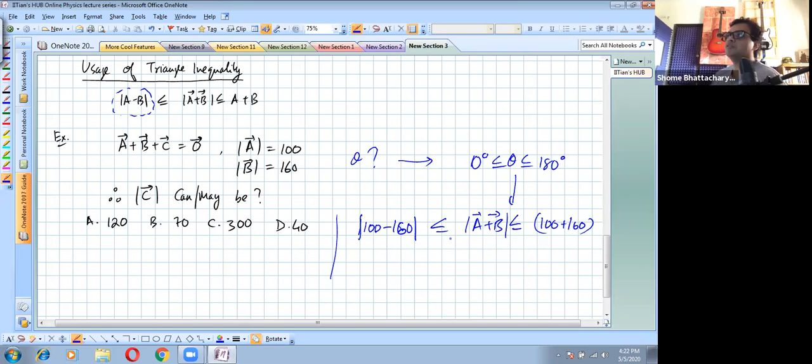So magnitude of a vector by definition is a quantity that does not have algebraic sign. We don't say it's plus or negative. We just say it's an absolute quantity. So what this is telling us about the magnitude of A plus B is that we only know one thing, that it cannot be more than 260 and it cannot be less than 60.